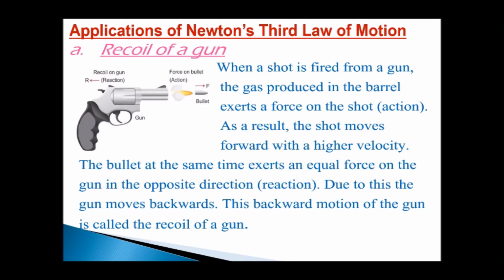Now we can discuss some applications of Newton's third law of motion. First, we will discuss the recoil of a gun. It is an application of Newton's third law. Recoil of a gun means the backward motion of the gun while firing. When the shot is fired from a gun, the gas produced in the barrel exerts a force on the shot. That is the action. As a result of this action force, the shot moves forward with a greater velocity. The bullet at the same time exerts an equal force on the gun in the opposite direction. That is the reaction. Due to this, the gun moves backward. And this backward motion of the gun is what we call the recoil of the gun.